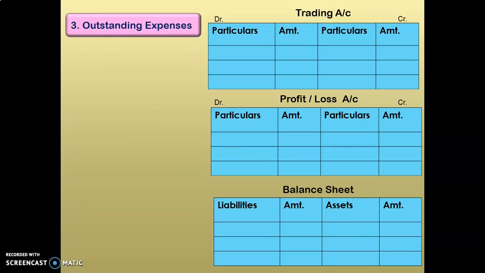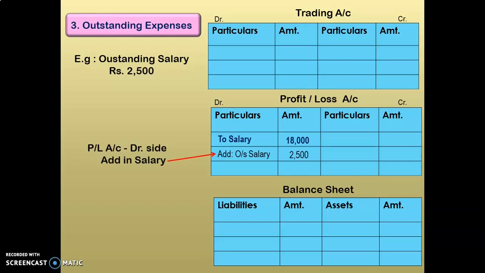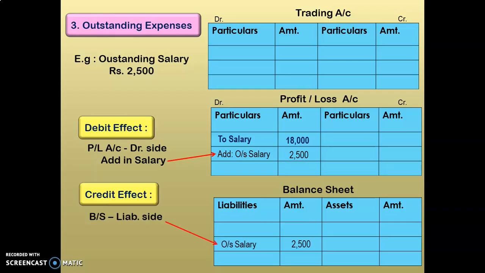Outstanding expenses are those expenses of the current year which are incurred, but we have not paid these expenses during the year. So here, for example, outstanding salary rupees 2,500. Now 2,500 salary has not been paid. So we add this amount of 2,500 to the salary already paid. So this is your debit effect, and the credit effect is to write this outstanding salary on the liability side of balance sheet. Since we have not paid this salary, it is a liability. So these are the two effects for outstanding expenses.